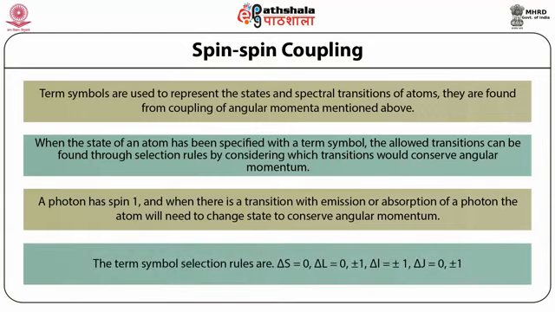The term symbol selection rules are delta S equal to 0, delta L equal to 0 and plus minus 1, delta L equal to plus minus 1, delta J equal to 0 and plus minus 1.